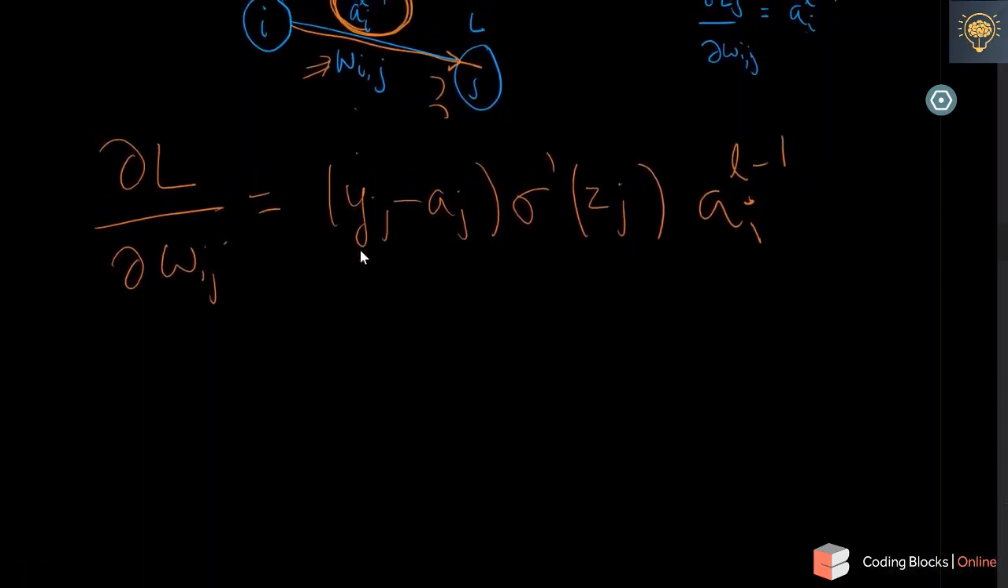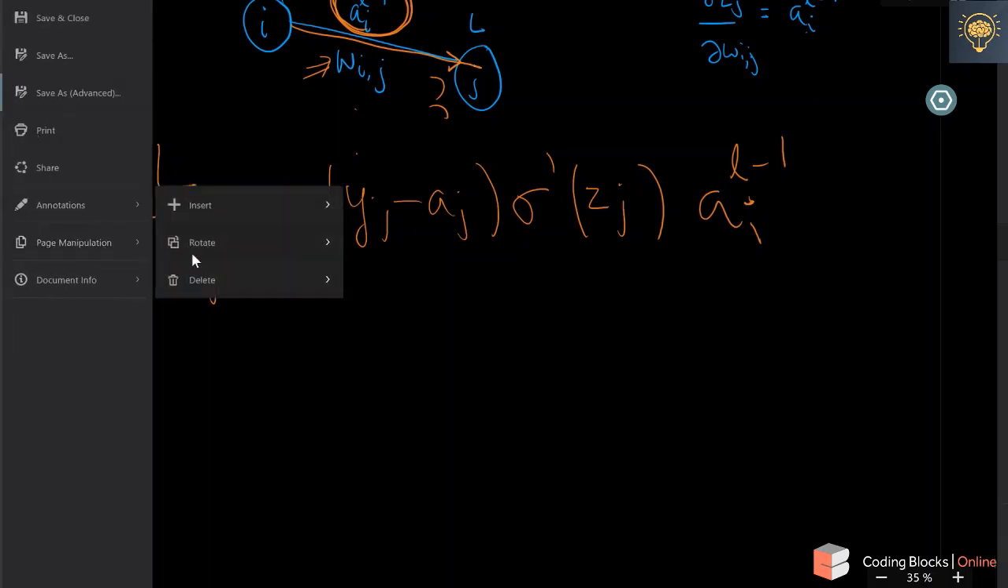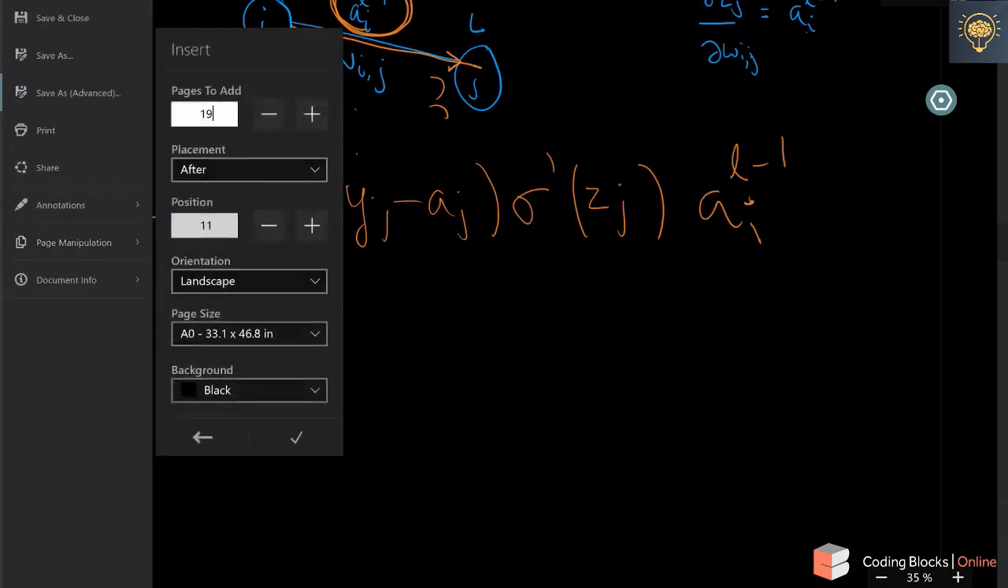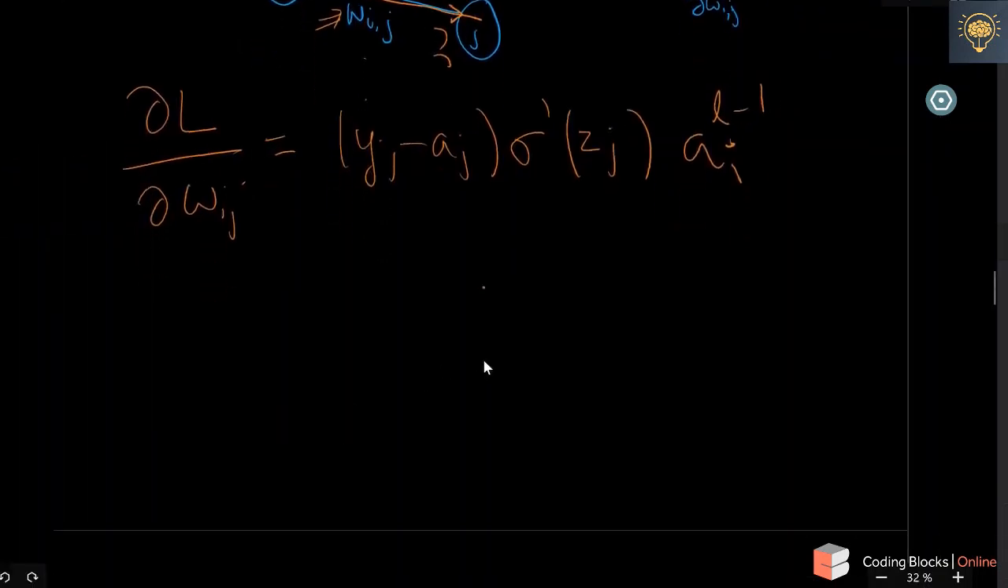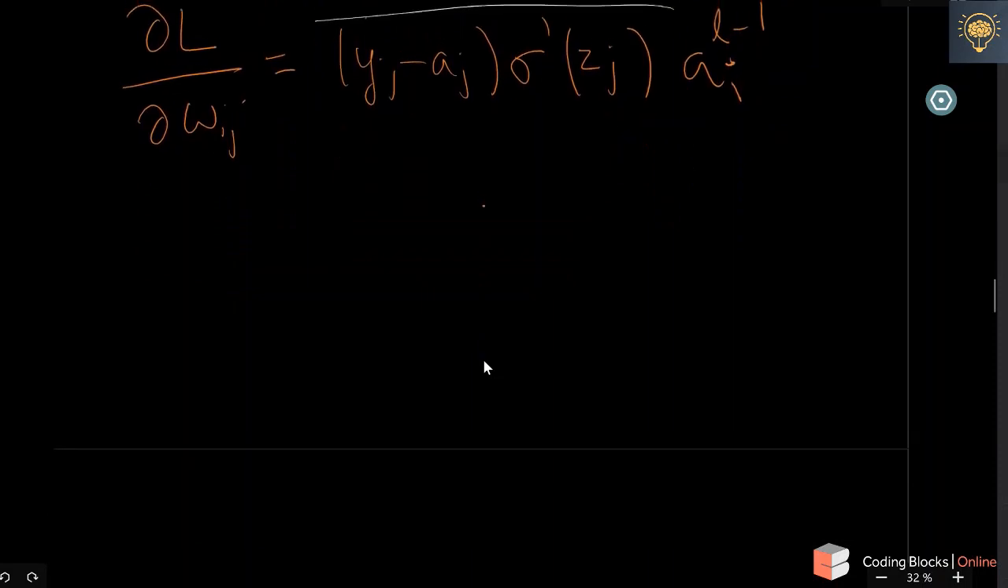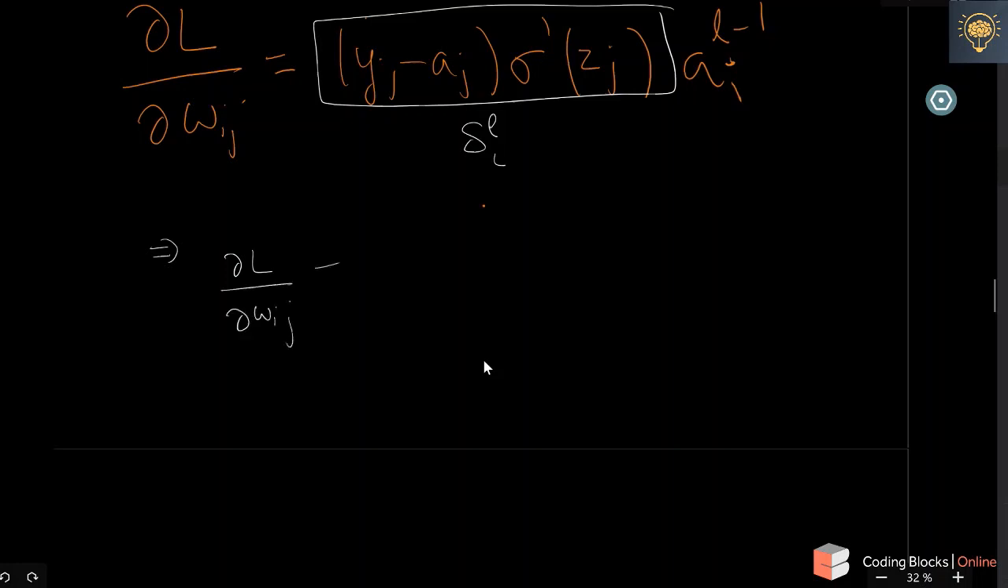So I'm going to write this in a different manner. I'm going to say now this term, this term is going to be my delta of Lj. So this term we defined as delta of Lj. So we can say delta of L with respect to W of Ij is going to be delta of L of J, and this is your J, delta of L of J.